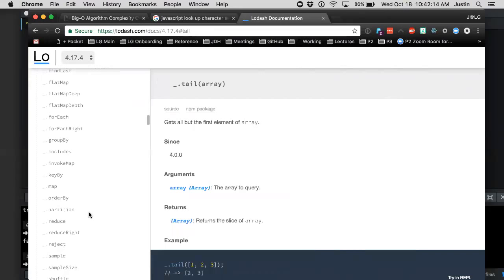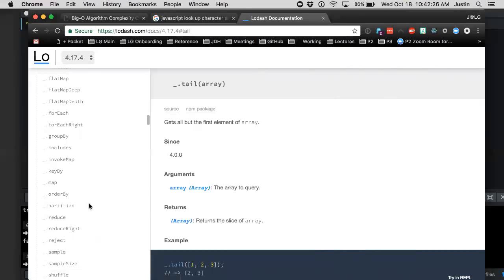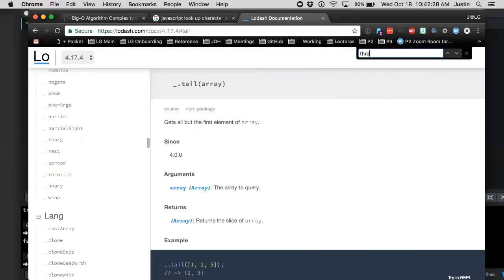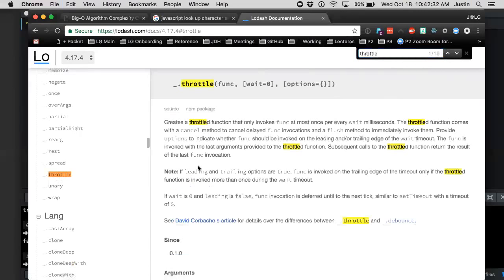One of the ones that I ended up using in a React Native app. You guys know what React Native is? Yeah, so React, but it runs on iOS or Android. One of the ones I ended up using was throttle. And throttle is cool because it has a couple different configurations, but it allows you to throttle the number of times you call a function.